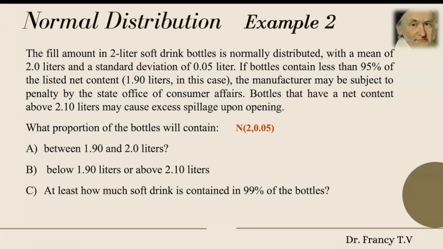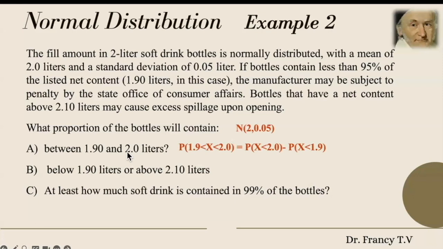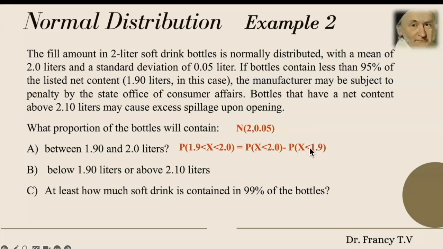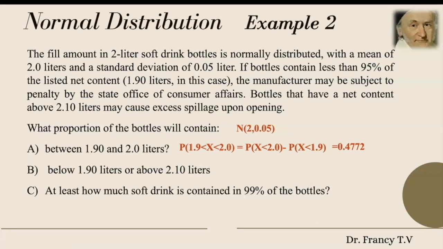Your first question is the probability between 1.9 and 2 liters, which can be calculated as probability x less than 2 minus probability x less than 1.9. You can use the Excel function. Using the Excel function, you will get the answer as equal to 0.4772.